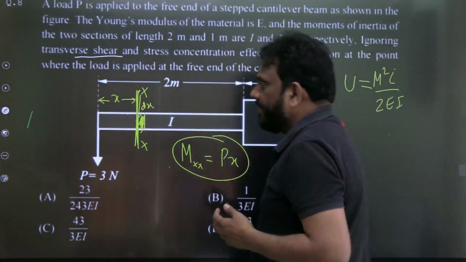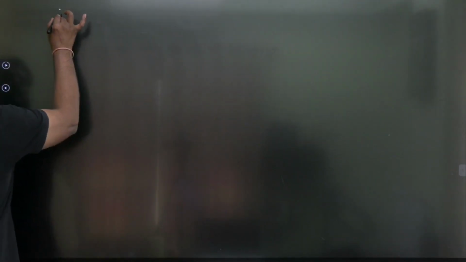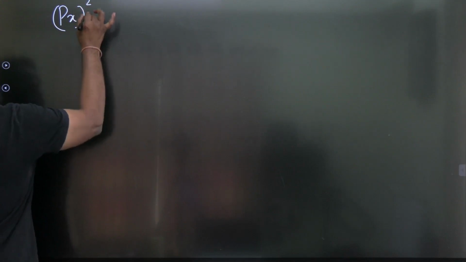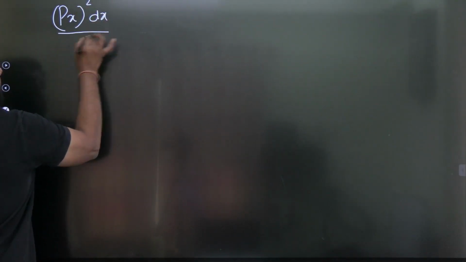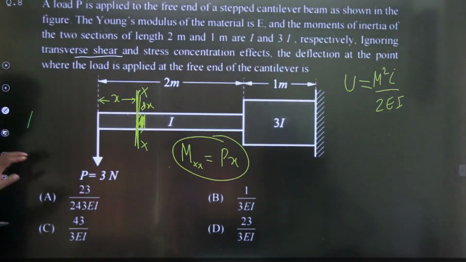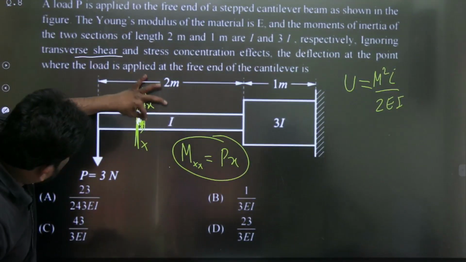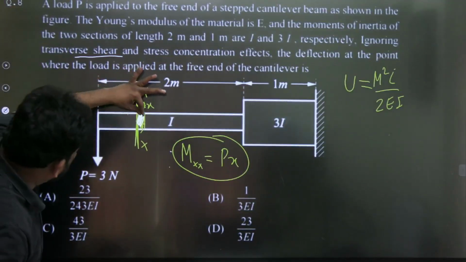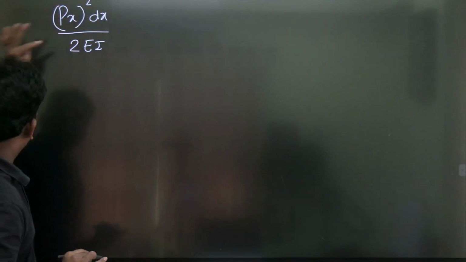Now, let's see how we proceed. Calm down, no tension. Look here. The bending moment is given by Px. So M squared L, that is dx by 2EI, is the strain energy in a small length dx. I repeat: in the small length dx, the strain energy is given by M squared, where M squared is (Px) squared, the length is dx, divided by 2EI.